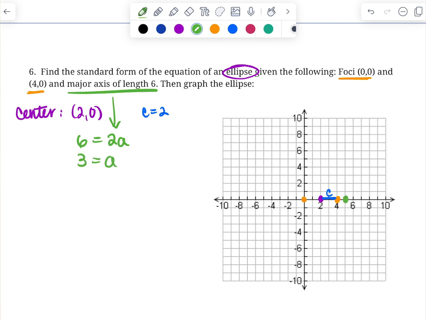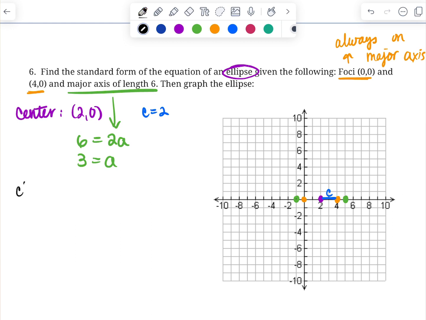So that means I've got vertices to the left and to the right of the foci. Just an FYI, the foci are always on the major axis. So if you're wondering how I knew to go left and right from the center, 3 units, it's because the foci were left and right of the center. Okay, so before I can finish graphing this, I need to figure out the b value.